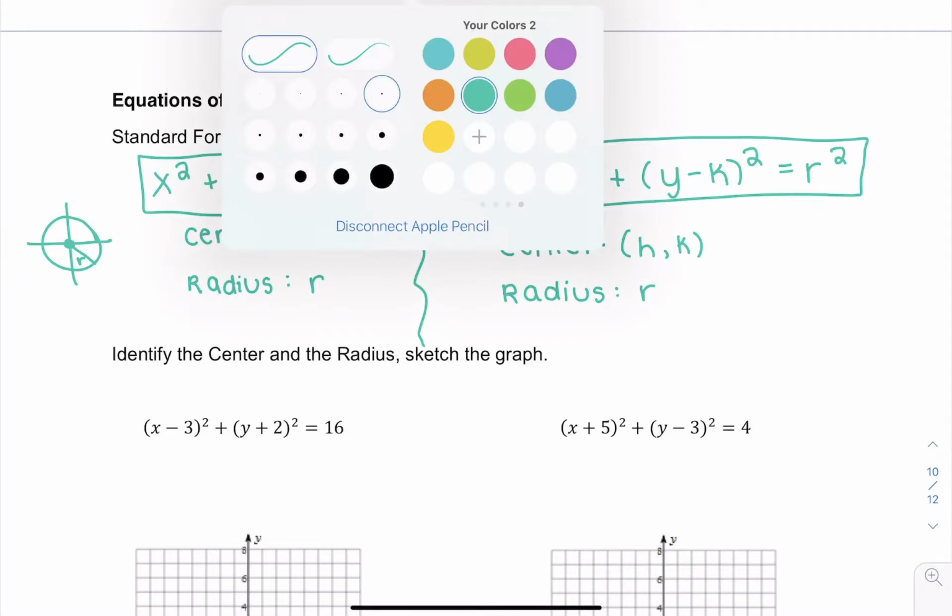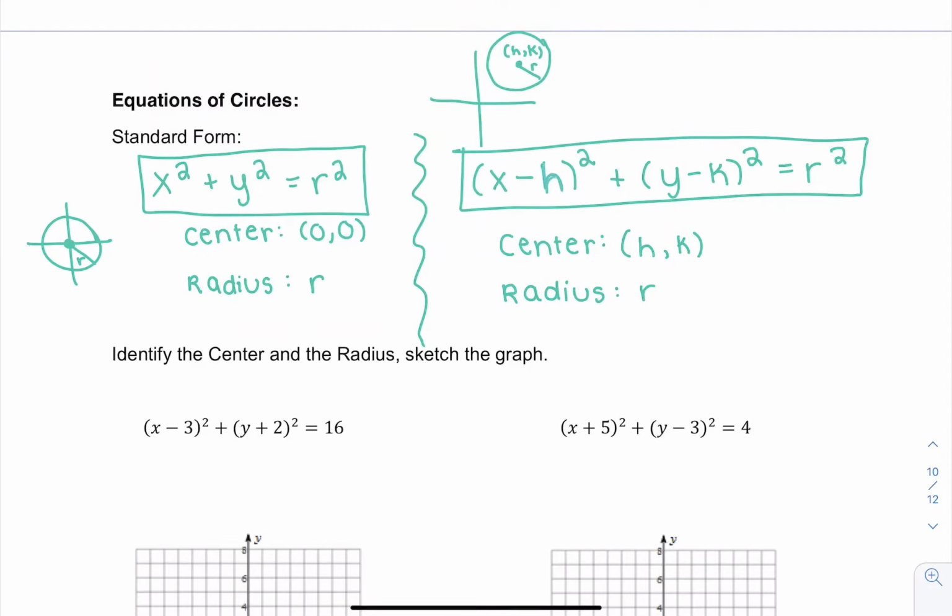So now we've got this point h corresponding with the center. Then we have this point k corresponding with the y value for the center. But notice with these, since it's subtracting, these values are going to be opposite signs from what you think they are. So you'll see what I mean by that in this first example. So you have to be really careful.